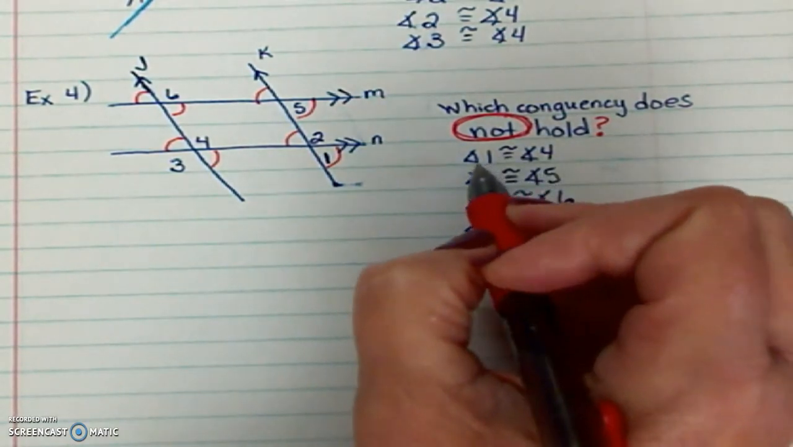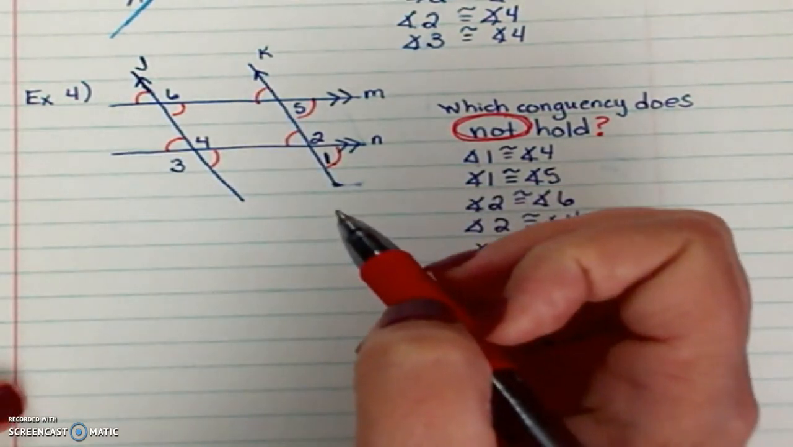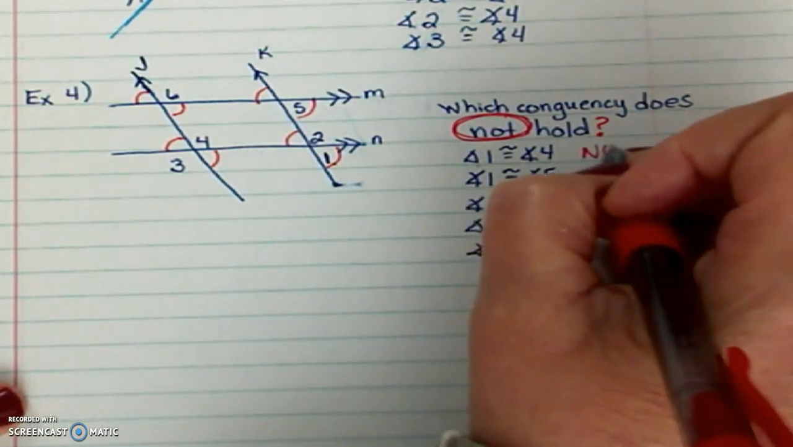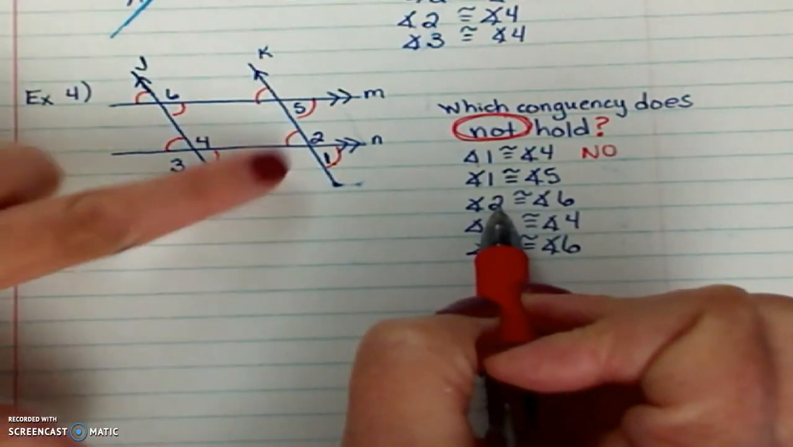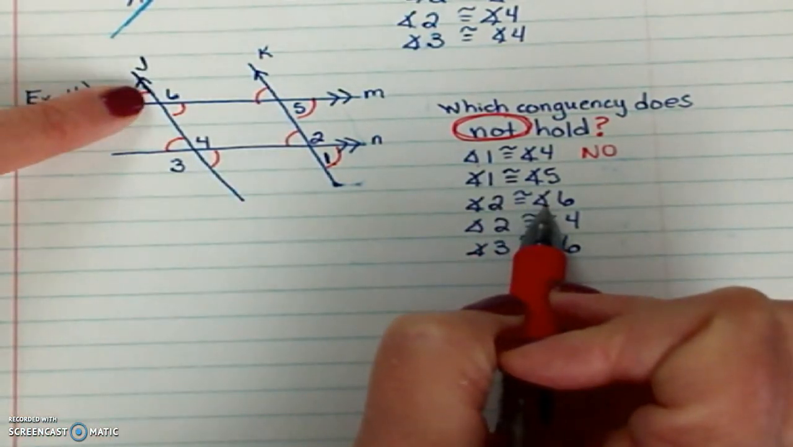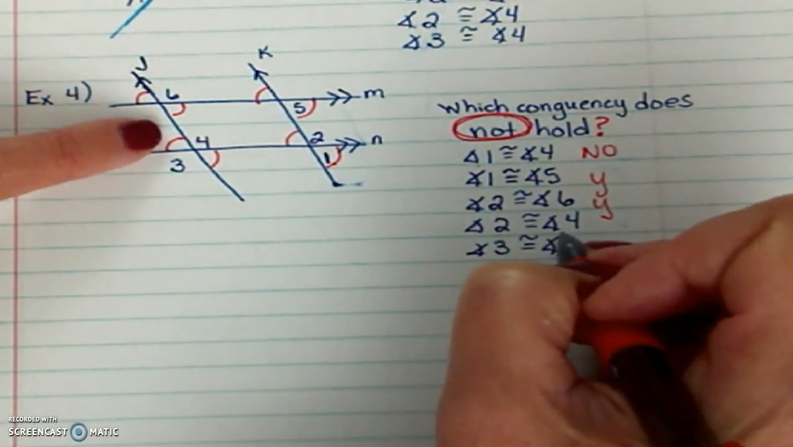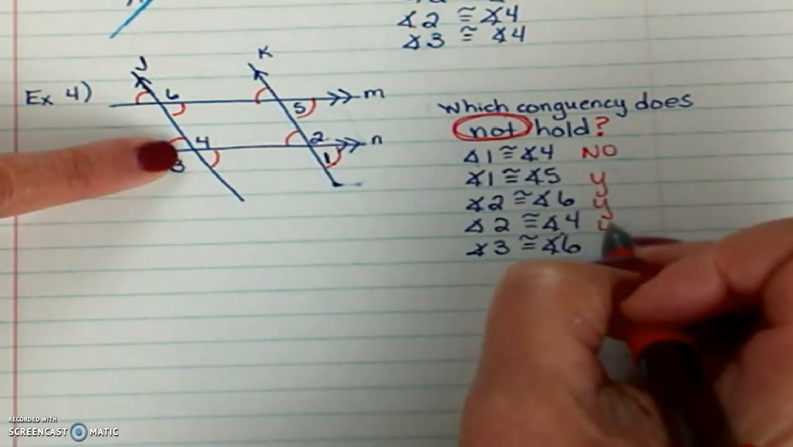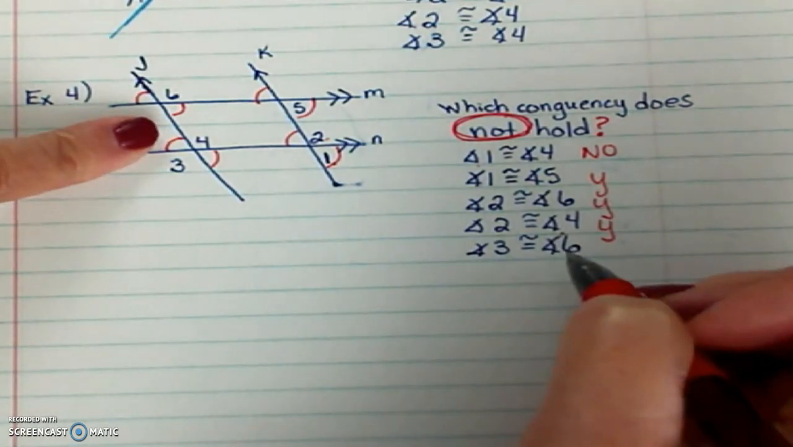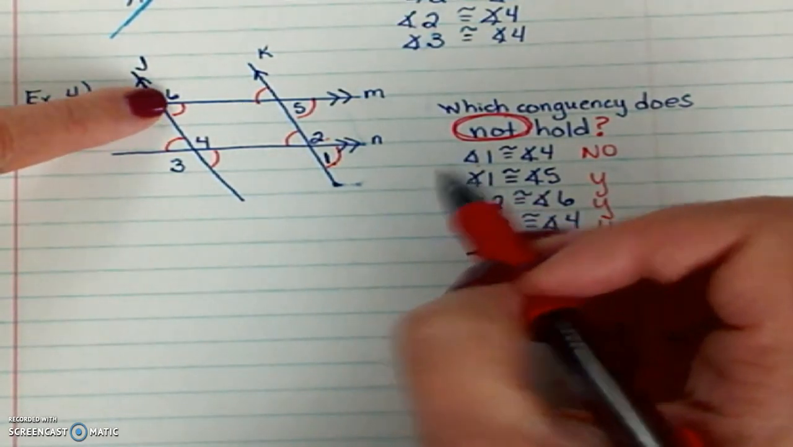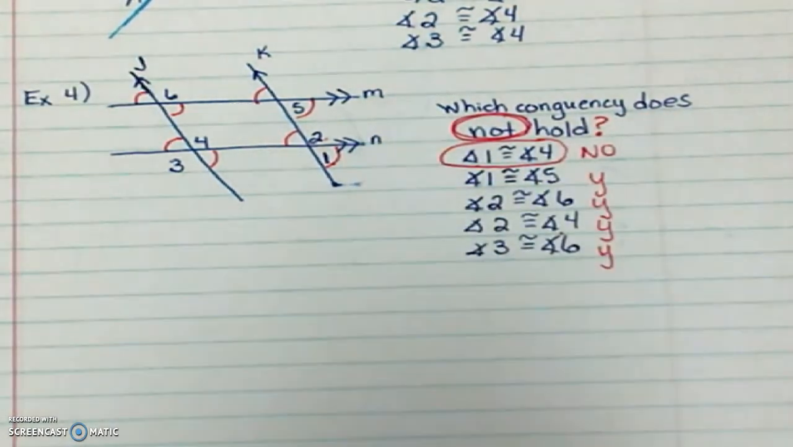So as you go through, does angle 1 equal angle 4? Oh, no, 1 does not equal 4. So I'm just going to mark this as no. Check the others. Is 1 congruent to 5? Yes, it is. Is 2, which is unmarked, congruent to 6, which is unmarked? Yes. So that is yes, that is yes. Are 2 and 4 the same? Yes, they're both non-tick marked angles, so that means that they are equal. And does 3 equal 6? Well, 3 and 6 are both unmarked angles, so yes, that is true. So your answer is 1 is congruent to 4.